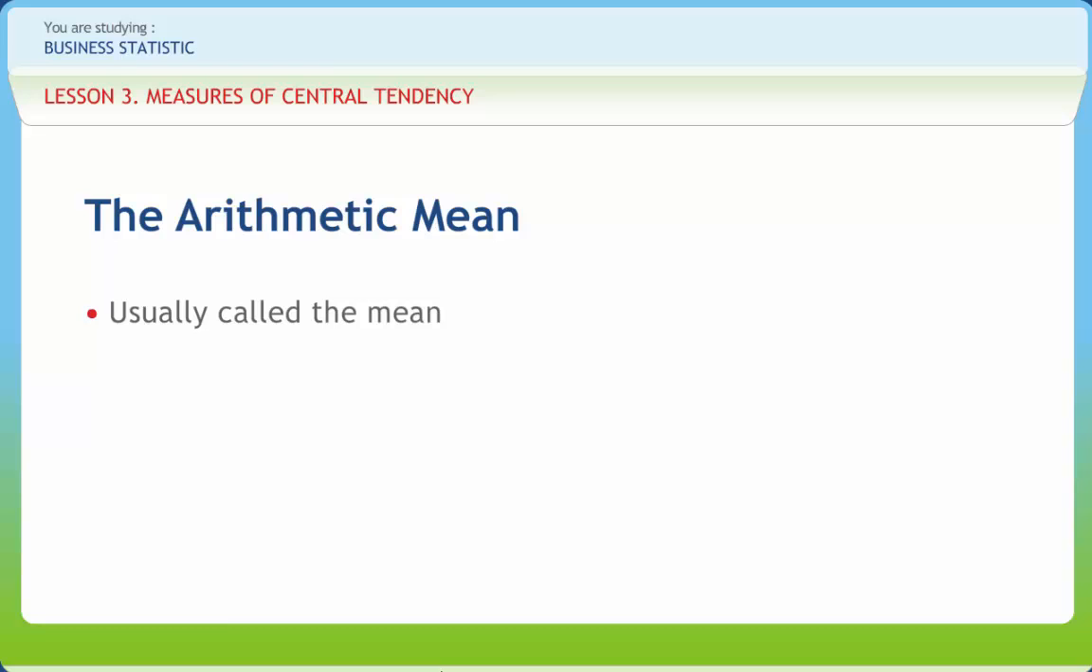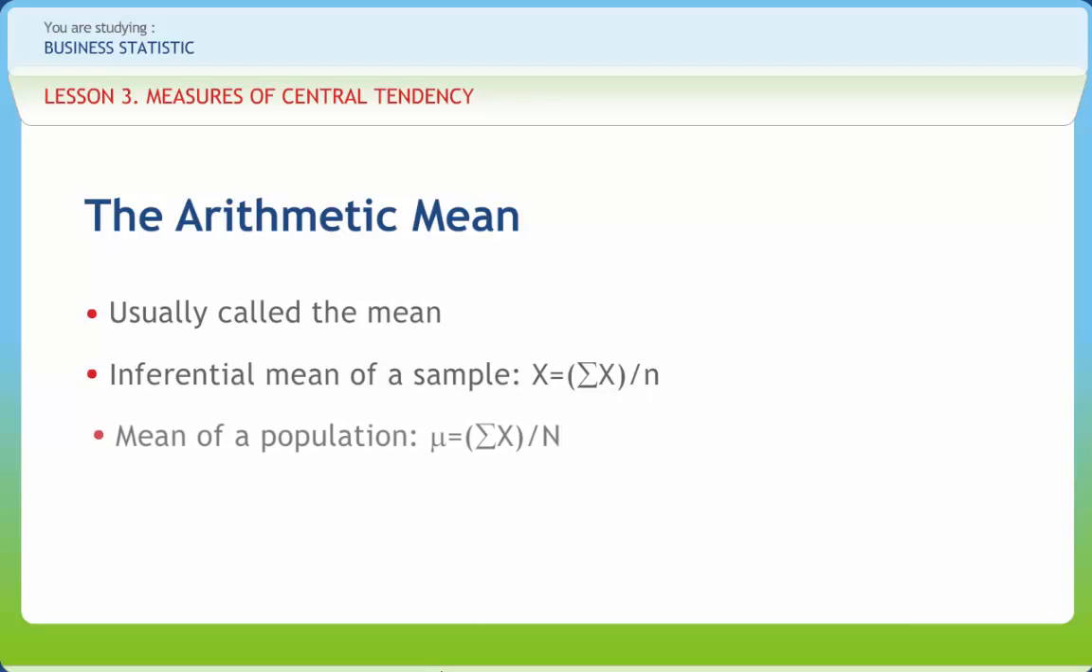Calculation: add all of the individual values and then divide the sum by the number of individual values. Inferential mean of a sample, x bar equals sum of x divided by n. Mean of a population, mu equals sum of x divided by n. The main problem associated with the mean value of some data is that it is sensitive to extreme values.